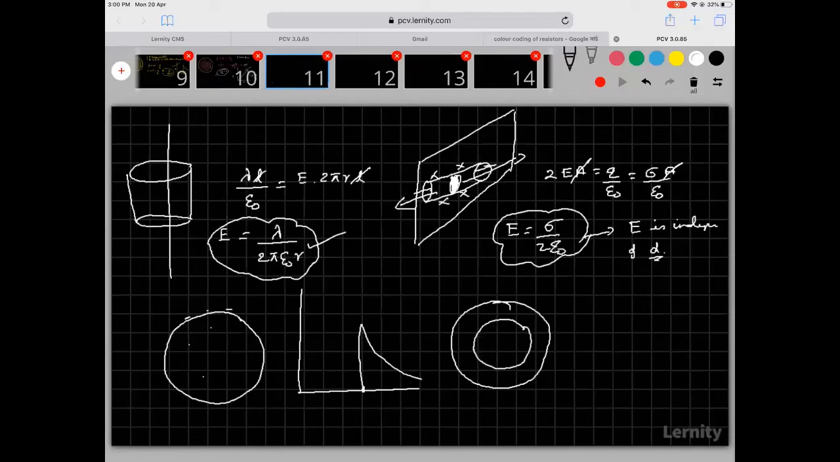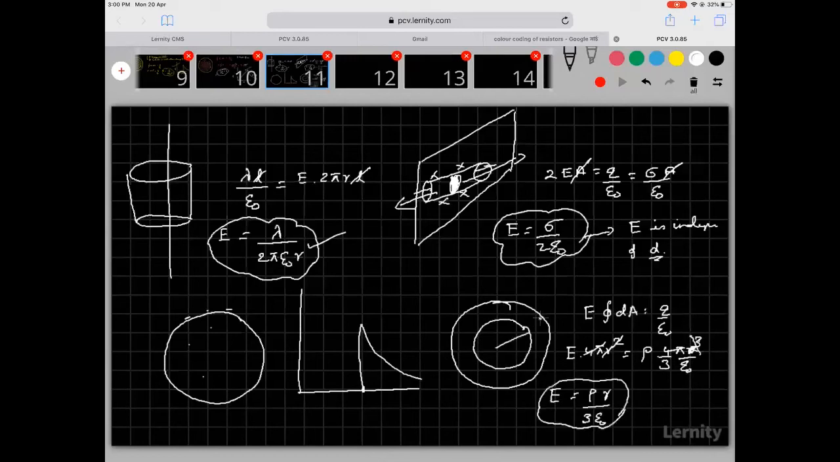Again, E into integral dA will give me Q by epsilon naught. So E into 4 pi r squared is equal to rho into 4 by 3 pi r cubed by epsilon naught. The r squared and r cubed got cancelled, the 4 pi got cancelled, and I got E is equal to rho r by 3 epsilon naught. This is inside. The moment I go outside, it goes straight this way and then comes this way. So this is r here, this is E here. This is how it changes.